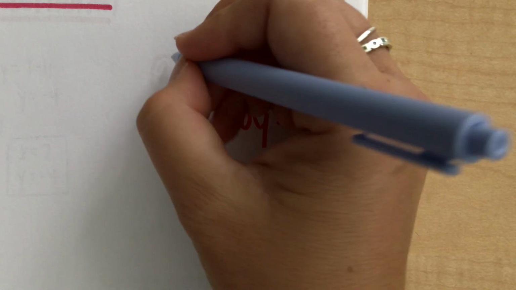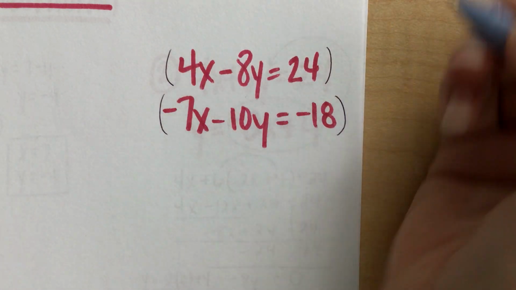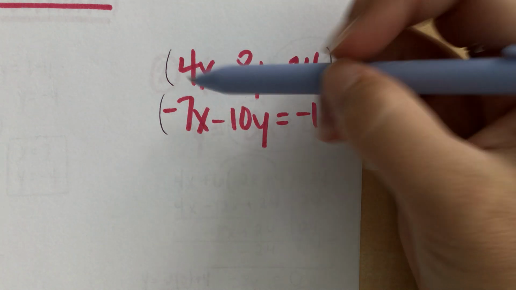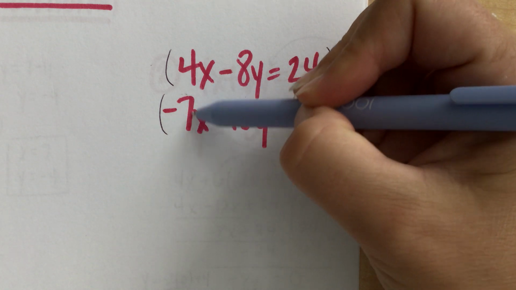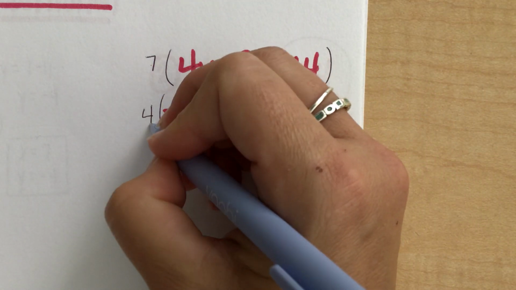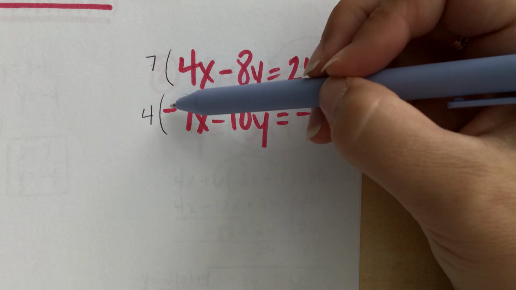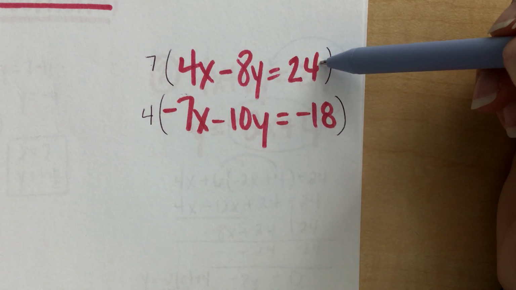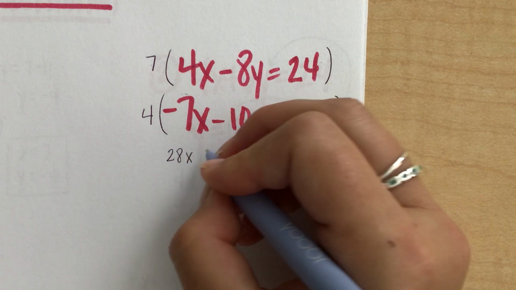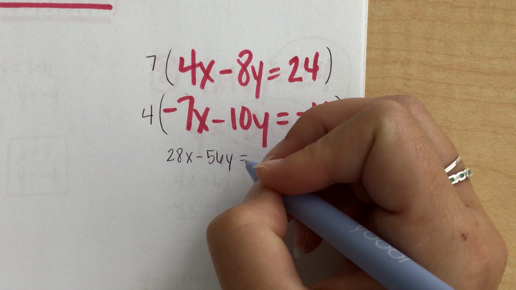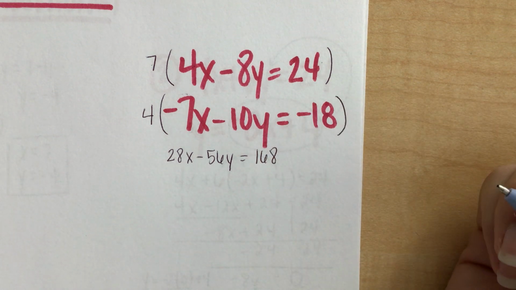All right, so if I do this, remember we talked yesterday, if I'm eliminating the x, these are the numbers I'm looking at. So for this top equation, I'm going to look at this 7. Remember, we ignore the sign. So I'm going to multiply this one by 7, and then I take this one and move it down here, and I'm going to multiply this one by 4. Again, I don't have to worry about signs because they're already opposites. So I'm going to multiply the top by 7, so that gives me 28x minus 56y, and this gives me 168.